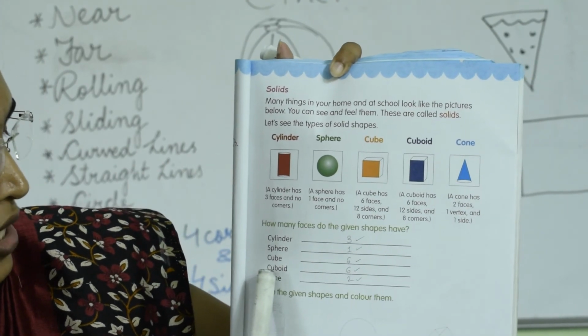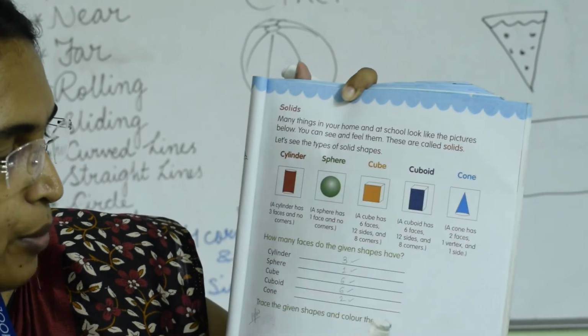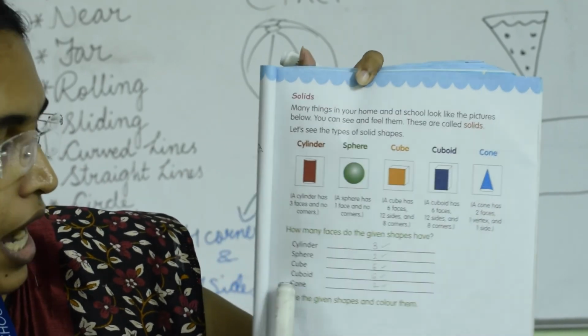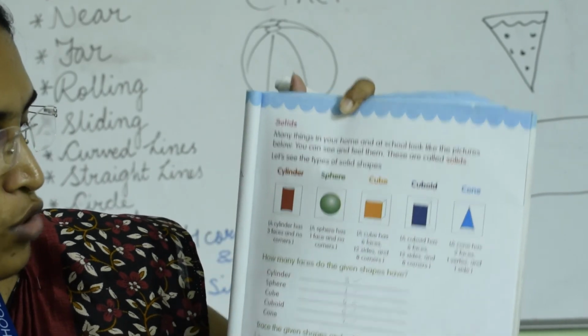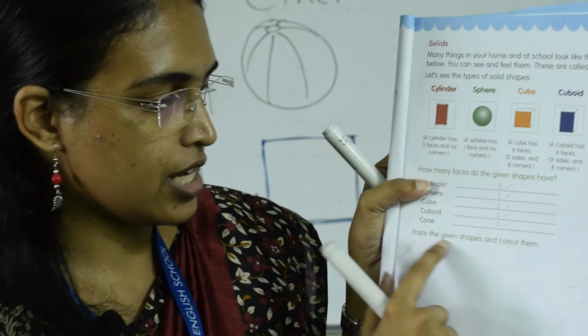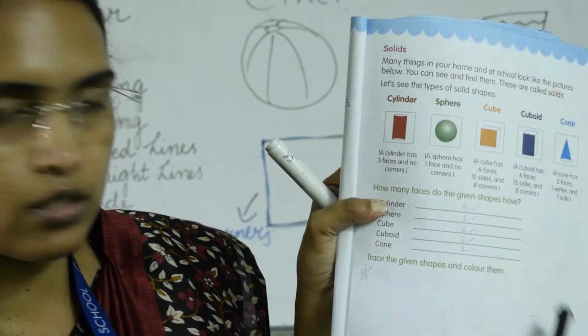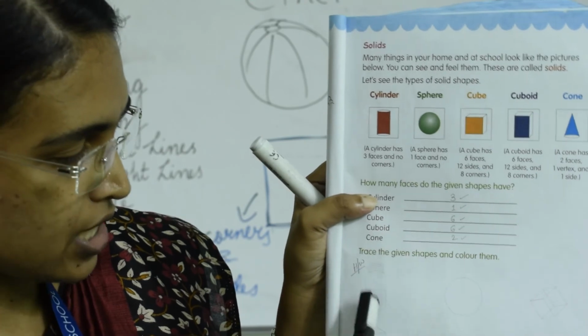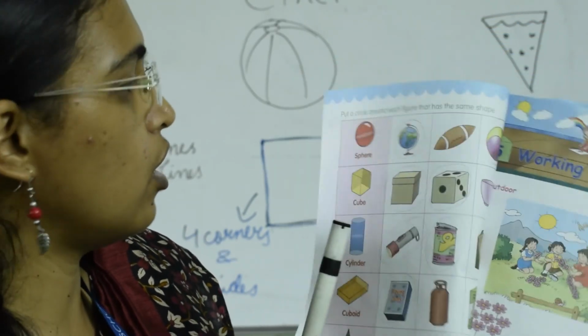Next, what is this? Cuboid. Which one is cuboid? This one is cuboid. Cuboid has how many faces? 6 faces. And the last one is cone. Cone has how many faces? 2 faces. So do this part, and the last part is to trace the given shapes and color them. There are some objects. You have to trace these objects and color them. Okay, so these are your homework.